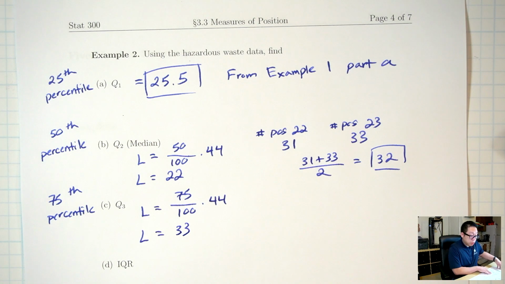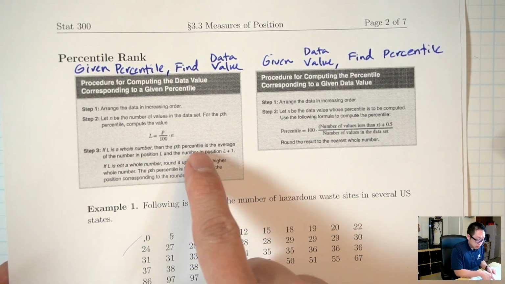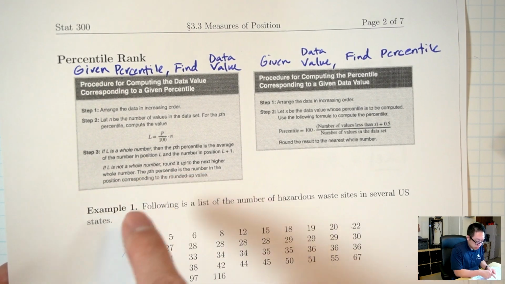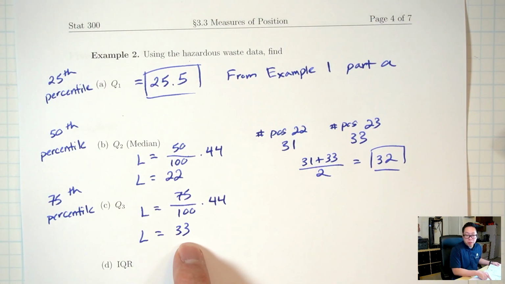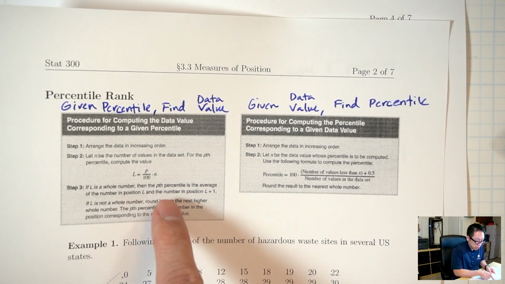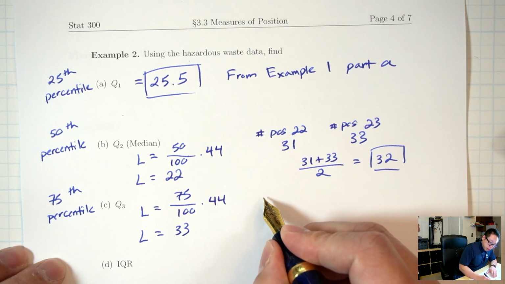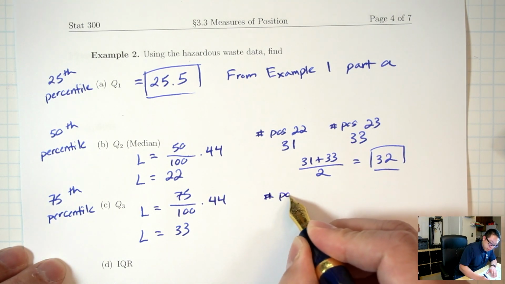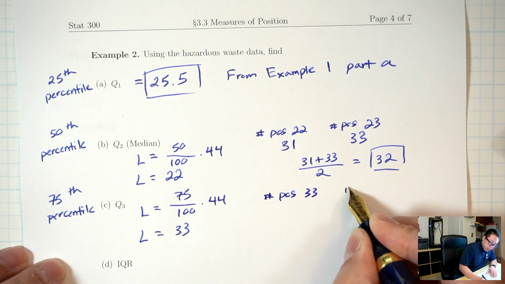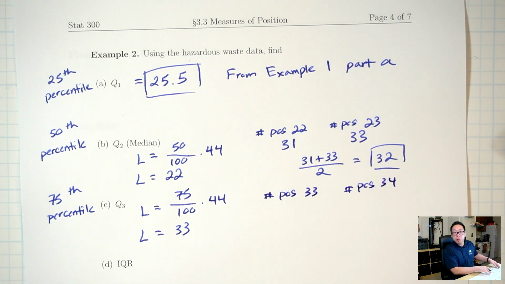Okay, that's just step 2 of the process. Step 3 is if L is a whole number, do this. If L is not a whole number, do this. L is a whole number here, so we're going to average the number in position L and the number in position L plus 1. So here, I'm going to look for a number in position 33 and a number in position 34. And I'm going to average those two numbers.